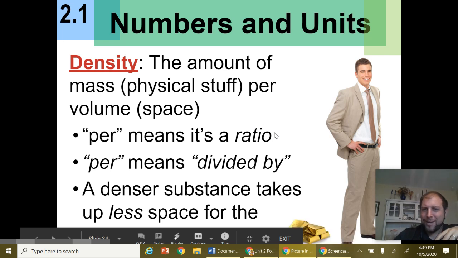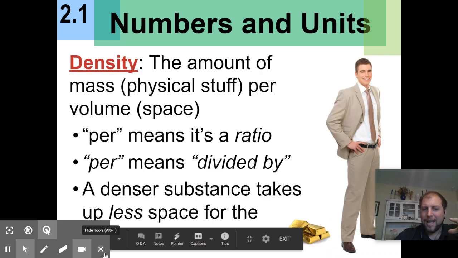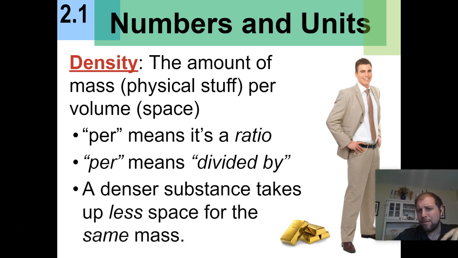In this picture right here, this guy and this pile of gold have the same mass. They weigh exactly the same, about 200 pounds. But the gold is far more dense. It takes a lot less space to hold that mass.